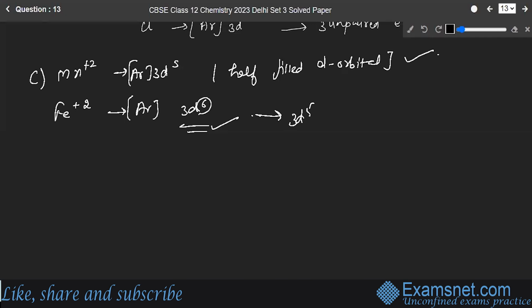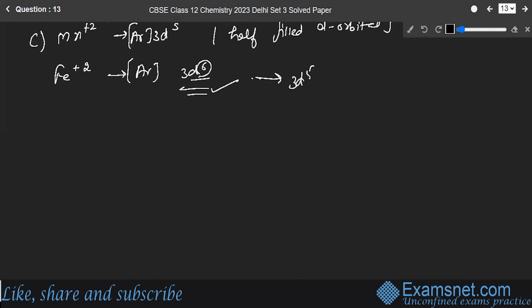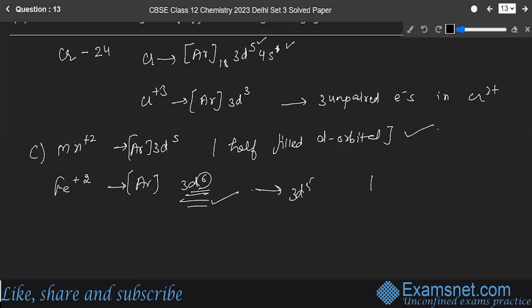So manganese 2 plus is more stable because it has a half-filled d orbital, which makes it more stable than Fe2 plus, which has one extra electron and its last orbital as 3d6, like this. This one has 1, 1, 1, 1 and 1, and this one has the extra electron present over here in a pair, and the rest 4 are unpaired.